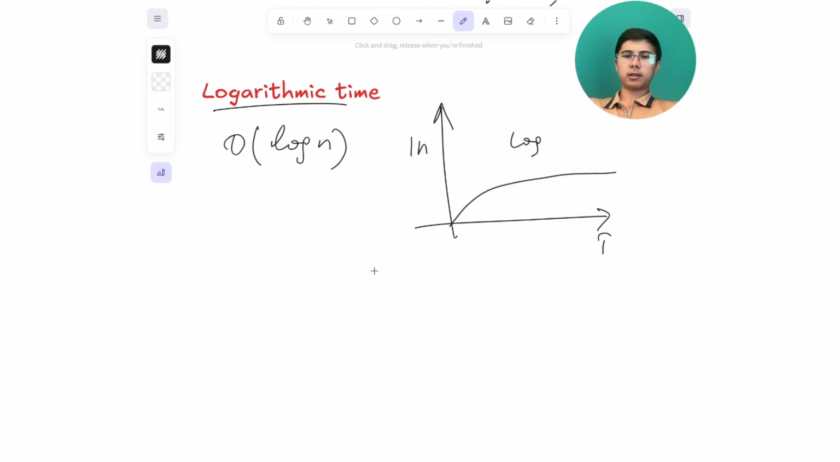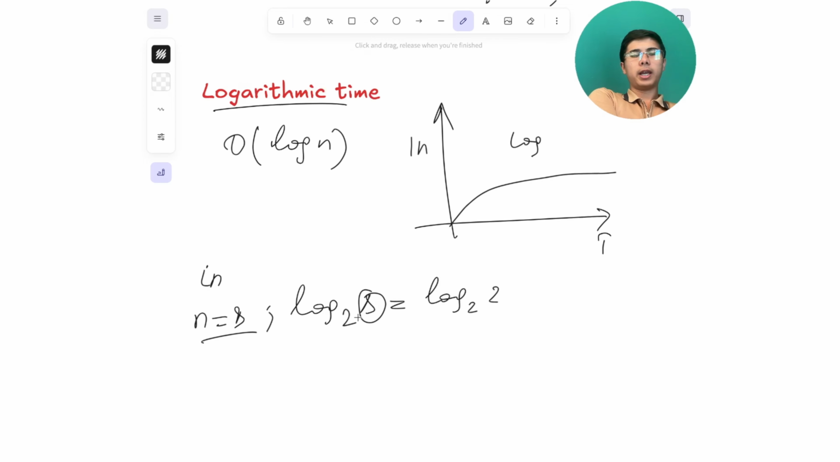For instance, let's see the mathematical form. If our input is n, let's say n equals 8, we compare log base 2 of 8, which asks what number, 2 to the power of it, equals 8, which is 2 to the power of 3.